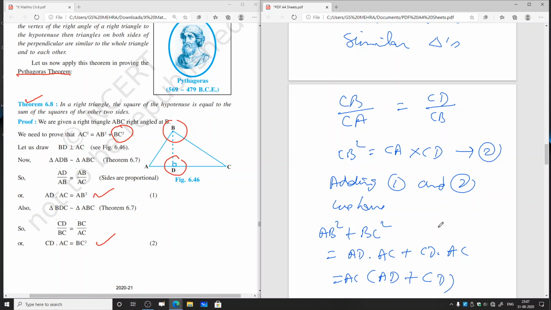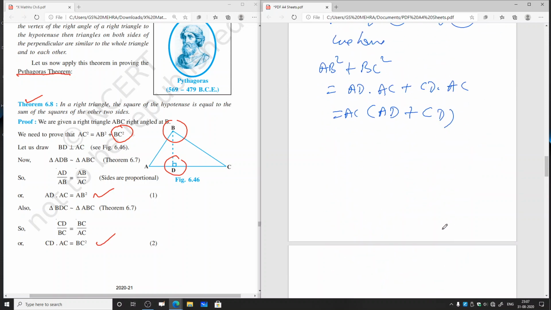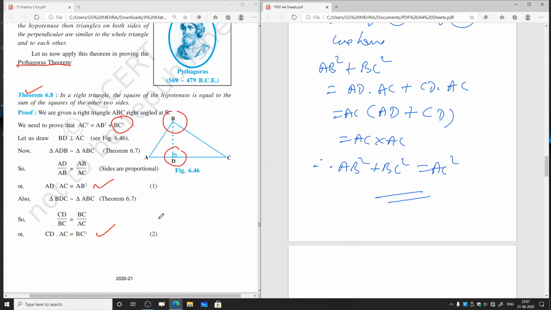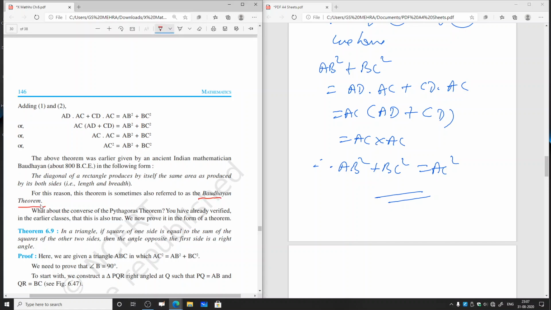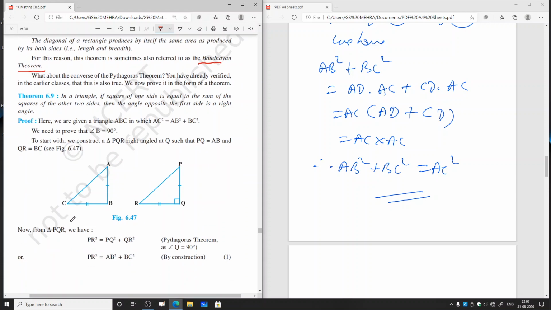And if you see the figure, AD plus DC is nothing but AC. So equal to AC into AC. Therefore, we will be getting AB square plus BC square is equal to AC square. So this is the proof of Pythagoras theorem. And this theorem is also known by the name Baudhayana theorem. Now let us go to the converse of Pythagoras theorem.